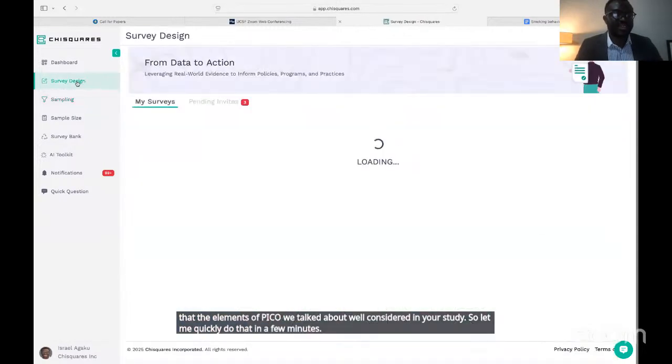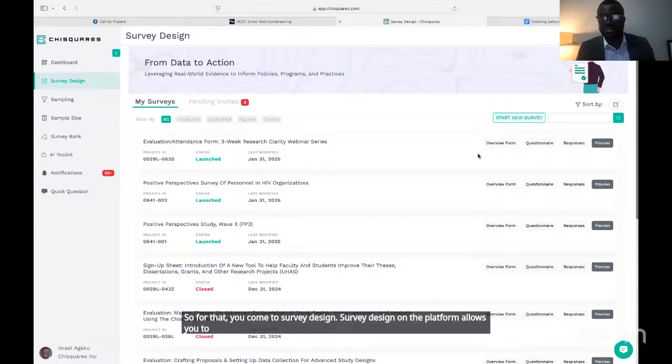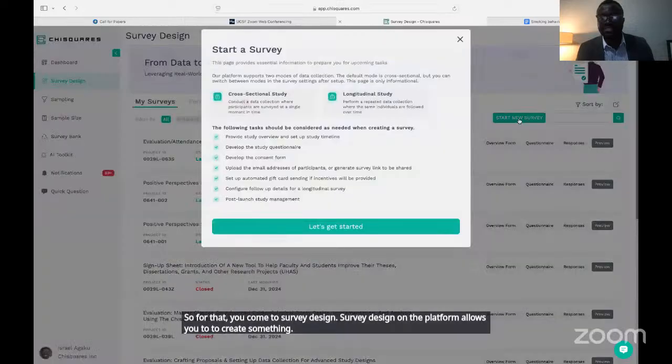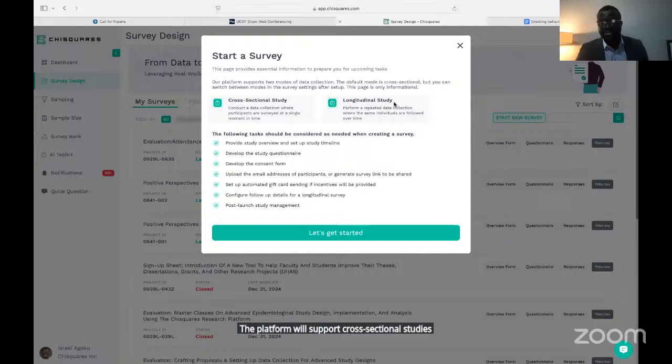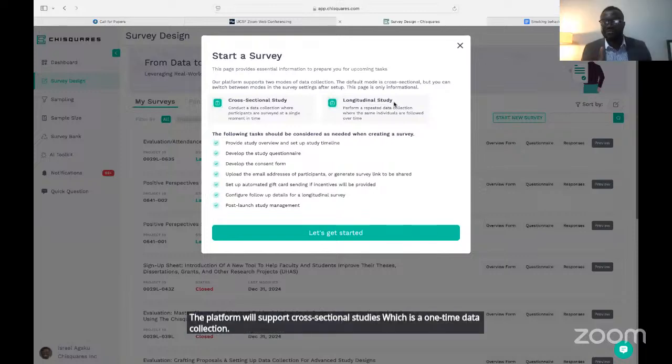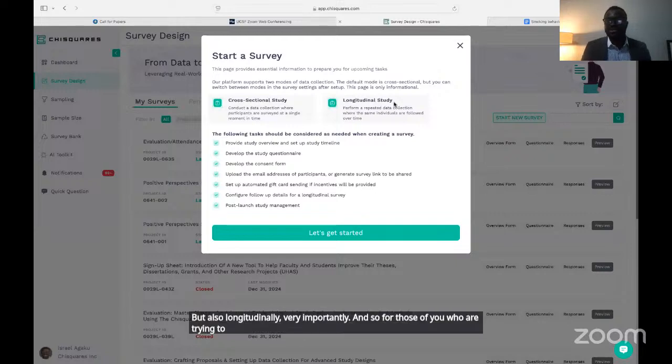So for that, you come to survey design. Survey design on the platform allows you to create surveys. The platform will support cross-sectional studies, which is a one-time data collection, but also longitudinally, very importantly. And so for those of you who are trying to apply for grants or who just want to up your research game, well, this is a great opportunity to collect data that are longitudinal.